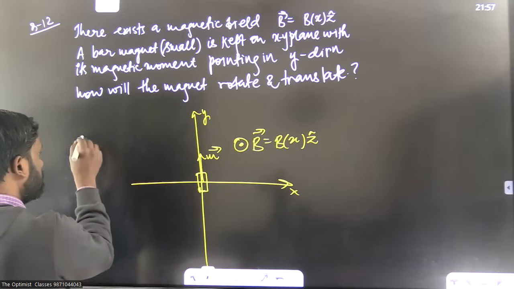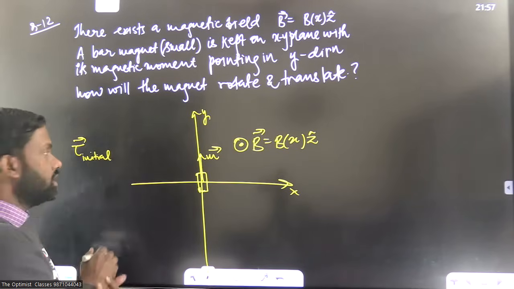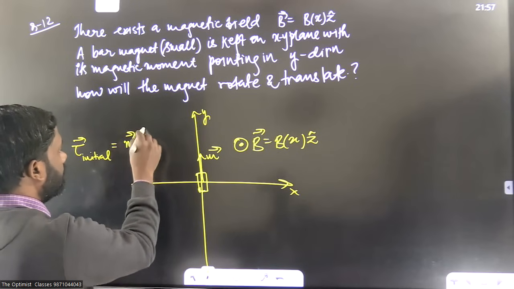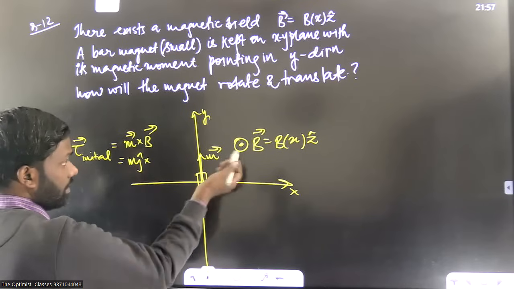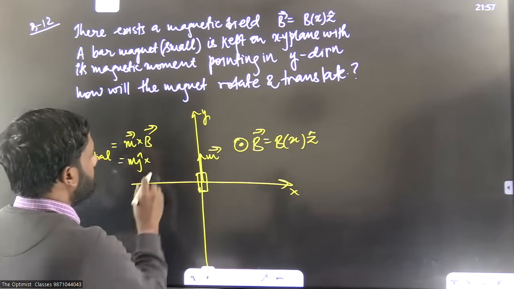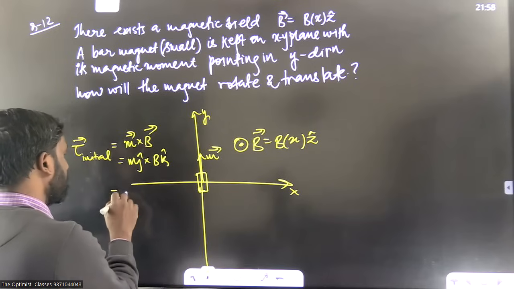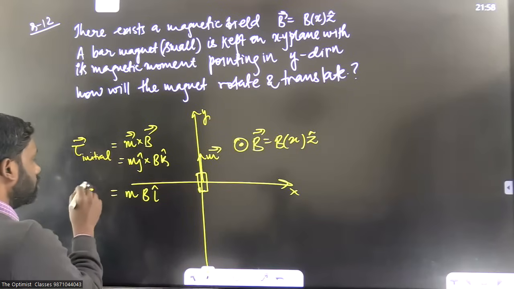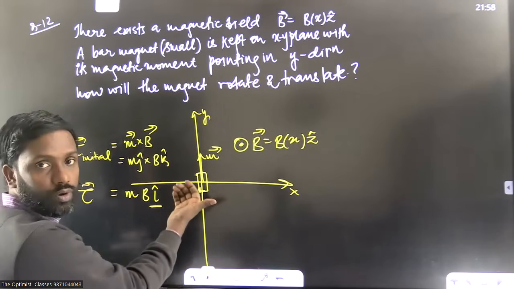So the initial torque, if you calculate, T initial will be m cross B. So m j cap cross B k cap. j cross k is i cap, so it is m into B in i cap. So the initial torque is in the i cap direction. That means the i cap direction will act like the axis for its rotation.